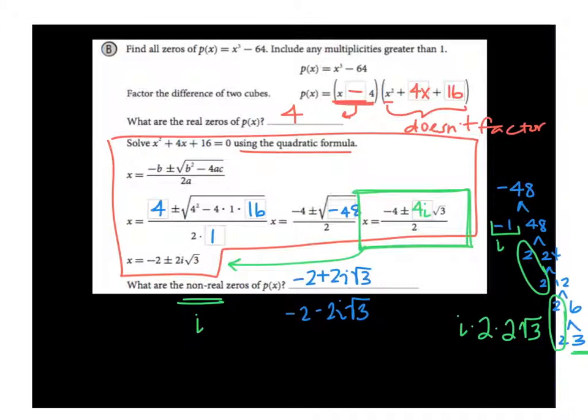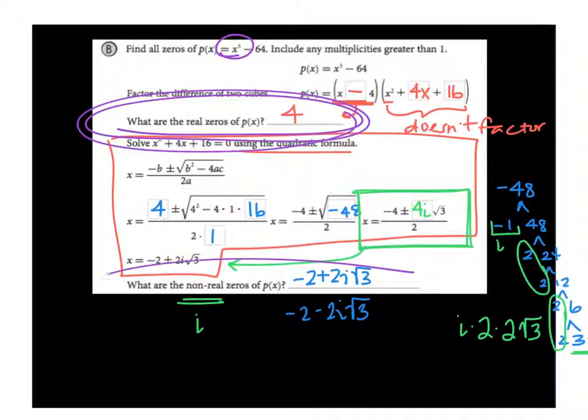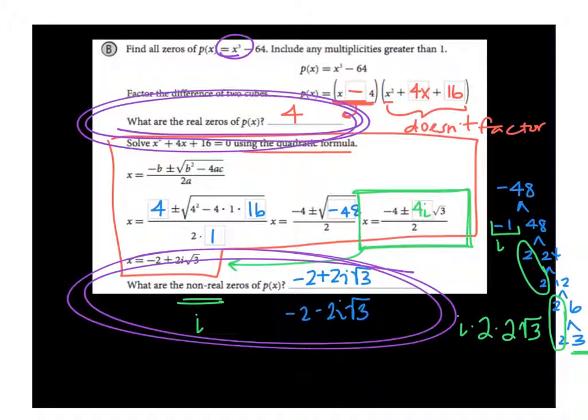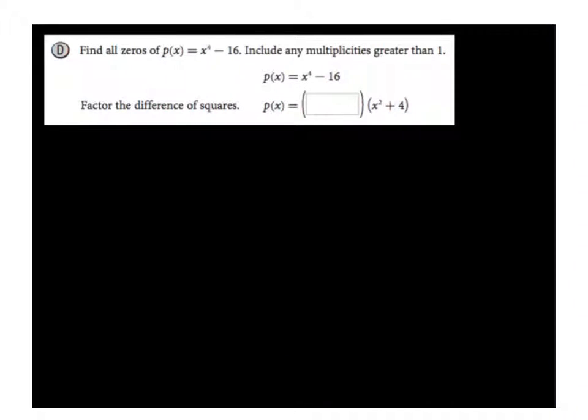So I want you to recognize here that we still have 3 solutions because it's to the third. We have 1 real solution and 2 non-real solutions. And I hope that you recognize or start to recognize that these are conjugates. Remember, conjugates look the same except the sign in the middle here is different. All right, last little example.